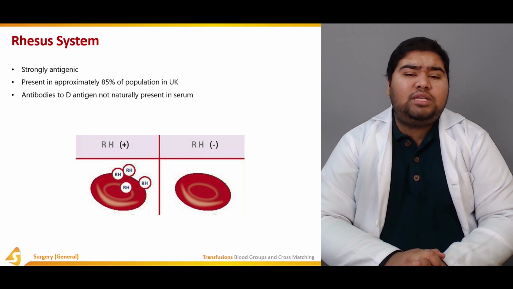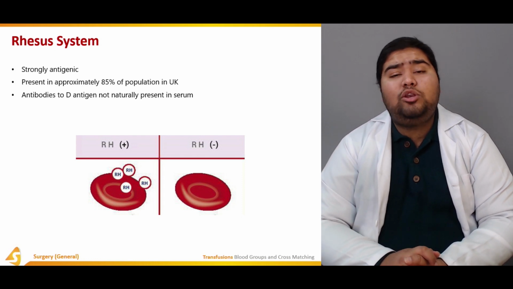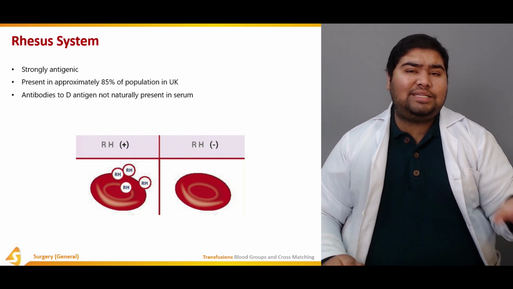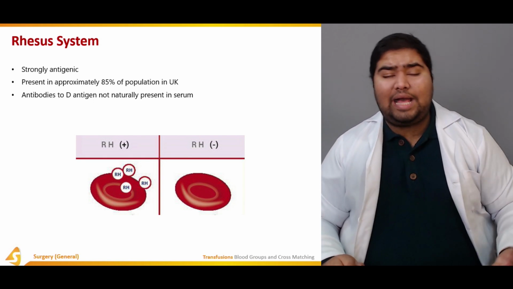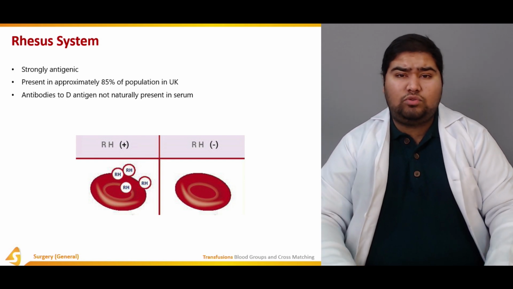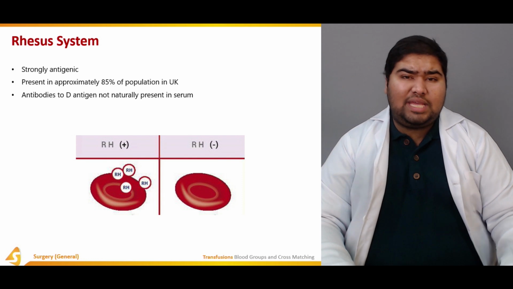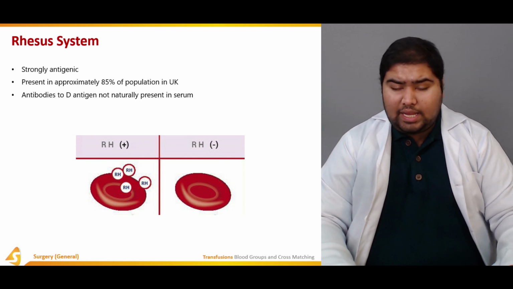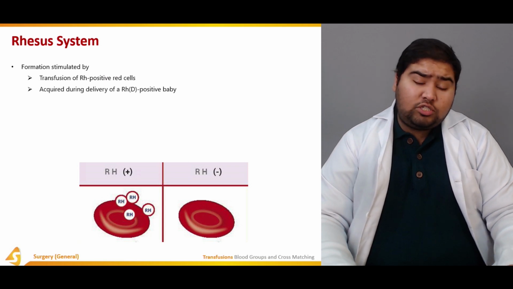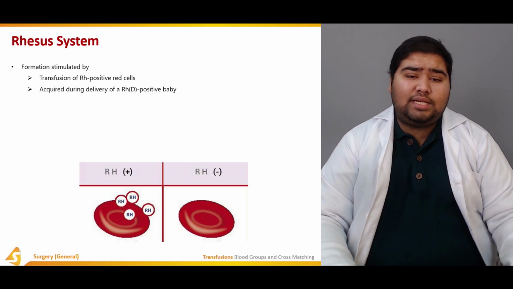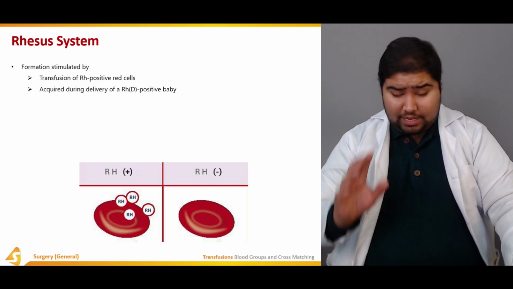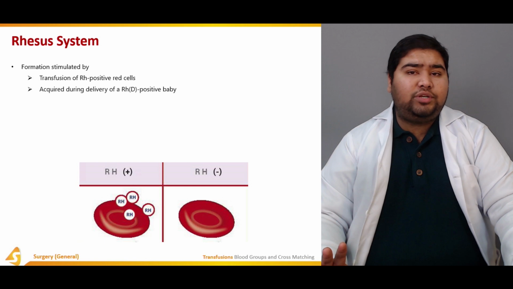Now antibodies to D antigens are not naturally present in the serum. So anti-D antibodies are not a natural phenomenon, and they are not present in the serum of the patients who do not have D antigen or the Rh antigen. Now the formation of these antibodies is stimulated by the transfusion of Rh positive red cells. This is an important concept.